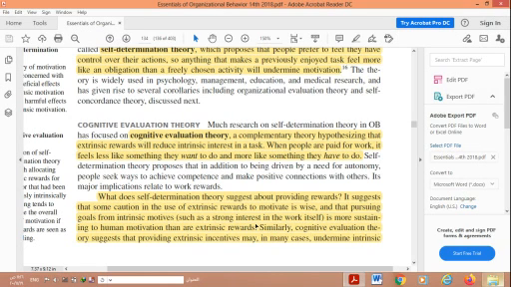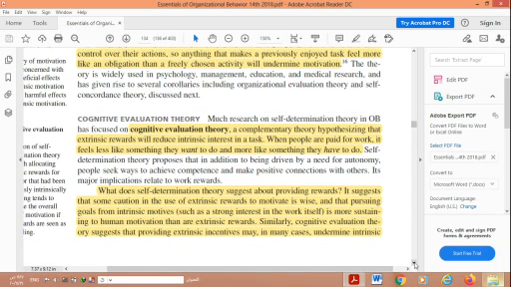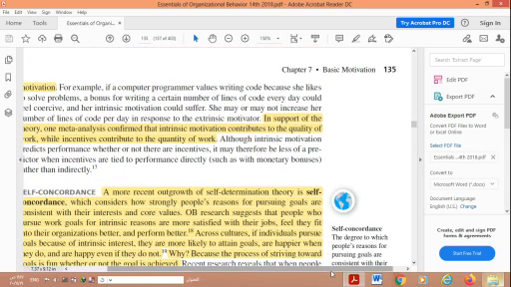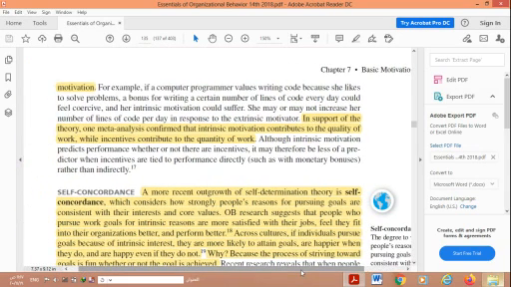Similarly, the same idea that the second theory, cognitive evaluation theory, talks about, suggests that providing extrinsic incentives may, in many cases, undermine intrinsic motivation. So both theories confirmed the idea that extrinsic factors or motivators will lead to reduced intrinsic motivation, so we must use them with a kind of caution, with wisdom.